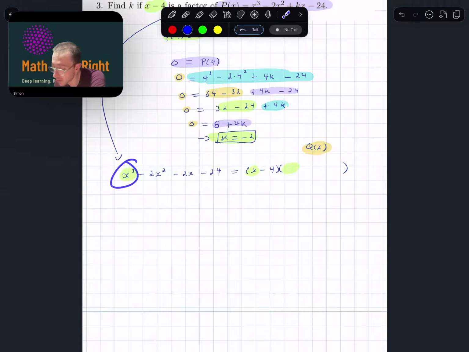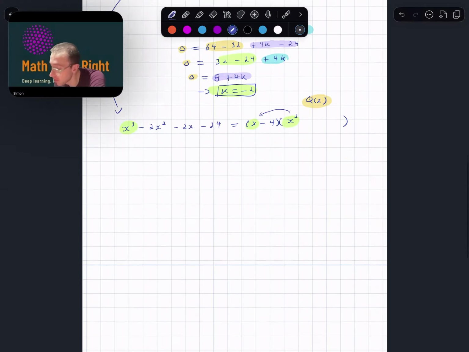The first term here is x cubed. What do we multiply x by to get x cubed? It's going to be x squared. We distribute in the x squared to the x, and we get an x cubed. Then we multiply it by the negative 4. We get negative 4x squared. So negative 4x squared. How many x squareds do we want? We want negative 2x squareds.